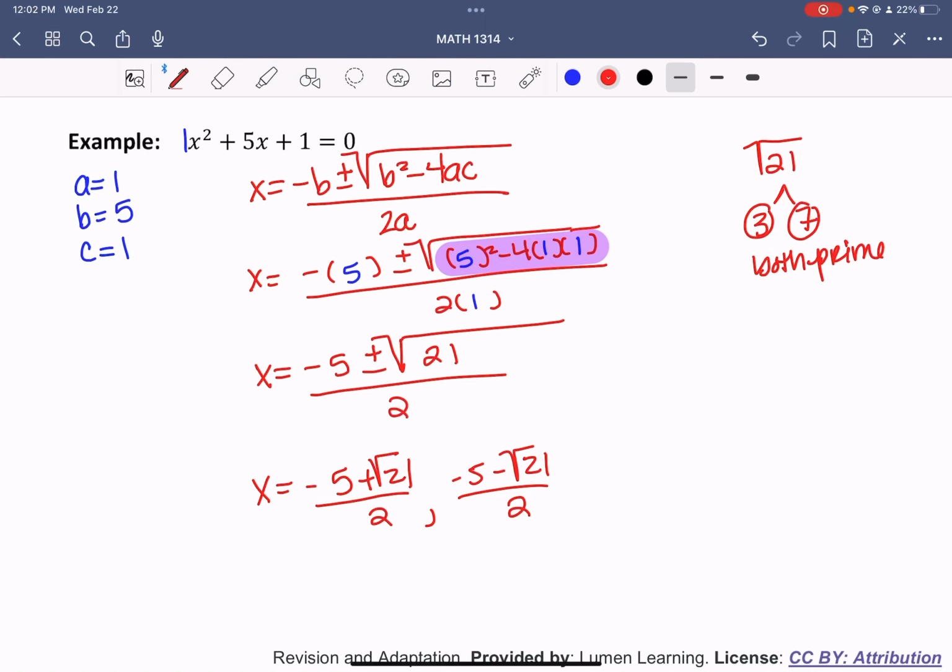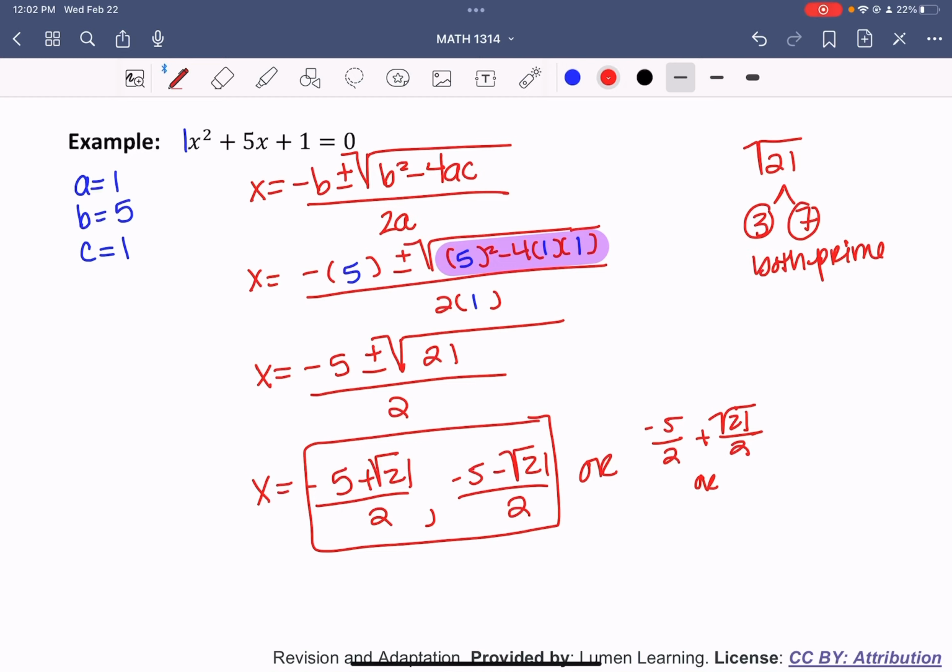Now, if you want to split that up and actually divide it, that is a correct answer too. You could divide everything by that 2. That gives you negative 5 over 2 plus the square root of 21 over 2, but you can't divide underneath that 21. I'm not going to put a square root of 10.5. And then the other answer is negative 5 over 2 minus the square root of 21 over 2. Either way, I'm getting 2 answers. It does look a little complicated.